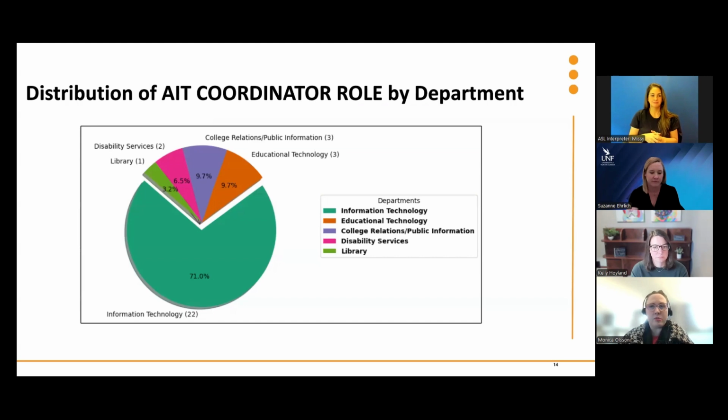This pie chart, which the slide deck does have alternative text, but I'll explain out loud as well what you're looking at. This pie chart shows a breakdown of where the accessible IT coordinator role lives throughout our system. And I just thought this was just interesting information. So here at the agency, I am that identified coordinator, and I work within our education technology department within our education divisions. But I collaborate across the aisle very closely with our IT division.